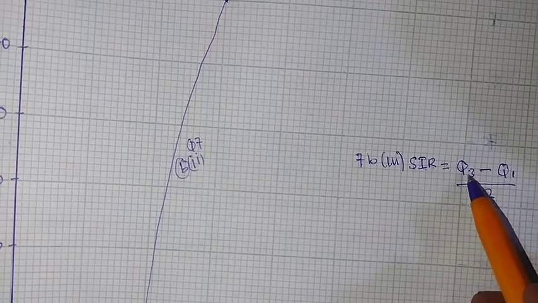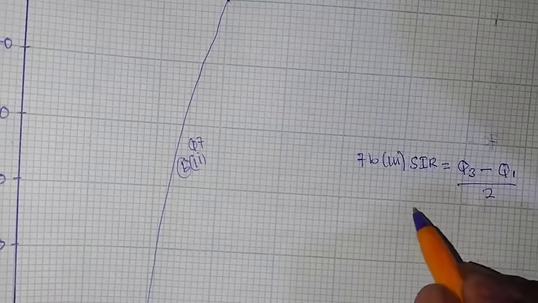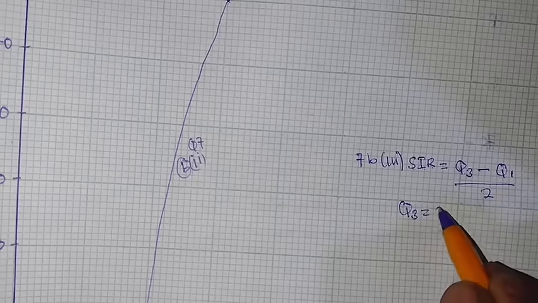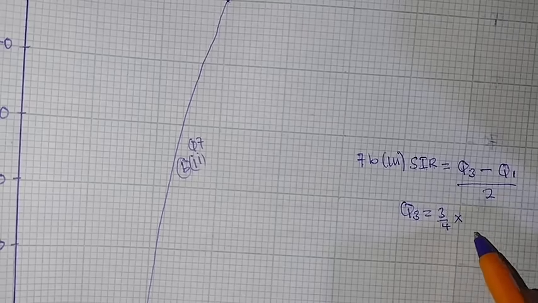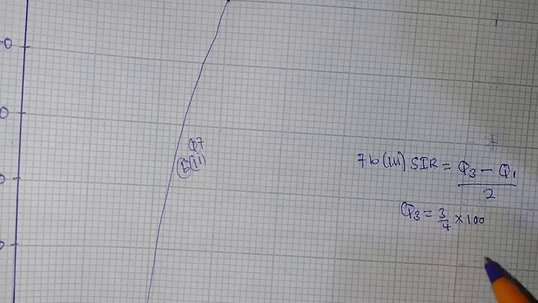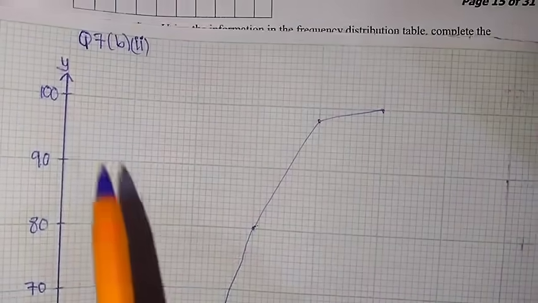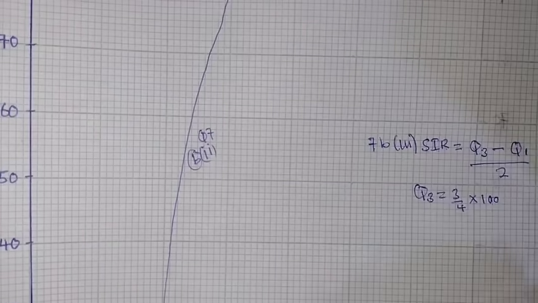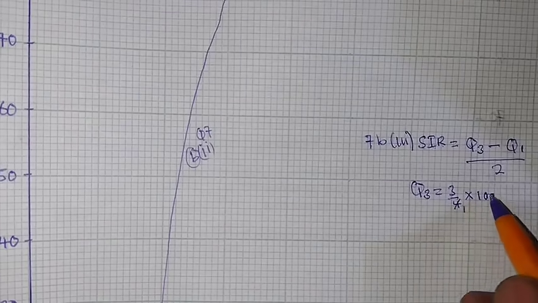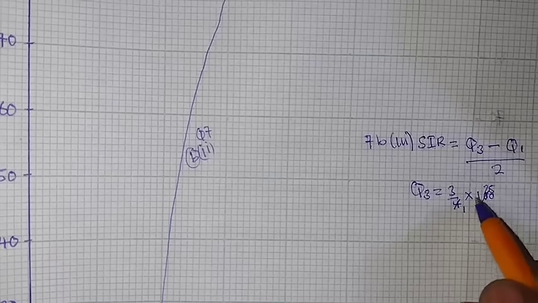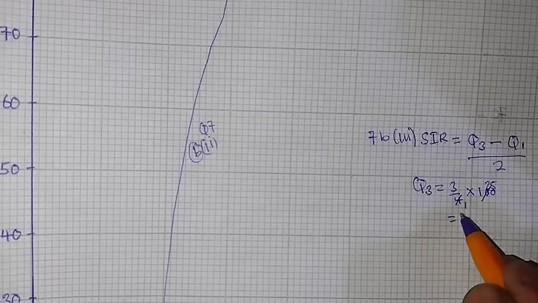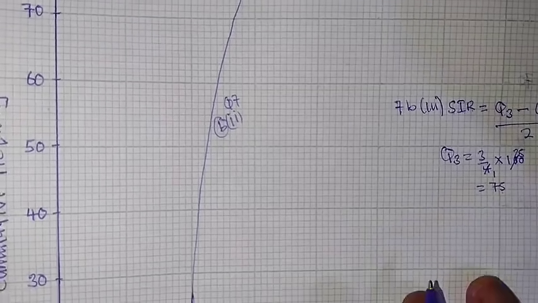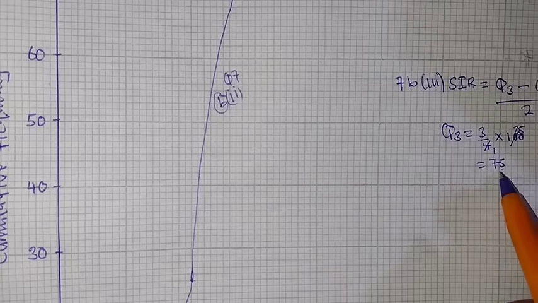So what you need to find here is the upper quartile, which is Q3. How do we find Q3? The upper quartile is found by 3/4 times the total frequency. What is our total frequency? 100. This is our total frequency on the y-axis, 100. You divide 4 into 100, which is 25. 25 times 3, you get 75.